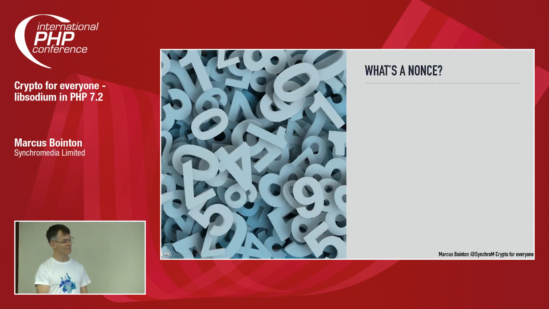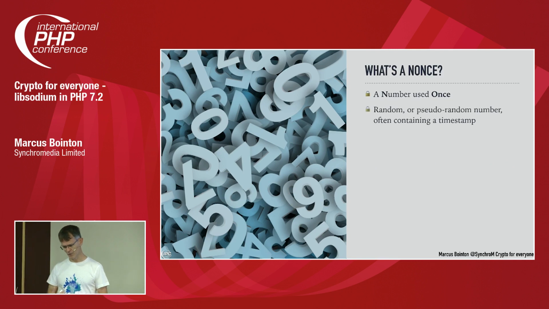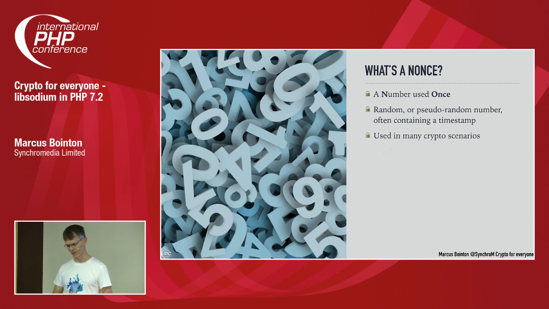Right. Now, aside from the unfortunate British slang meaning of this, these are actually very simple. A nonce is a number used once. Typically, these are random or pseudo-random numbers, often containing a timestamp, because that's quite a useful way of making something that doesn't repeat. And these are used all over the place in cryptographic scenarios.